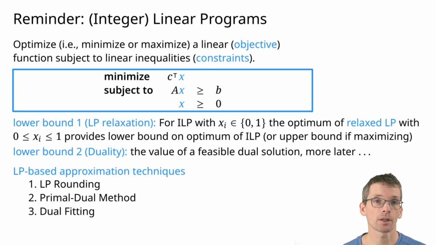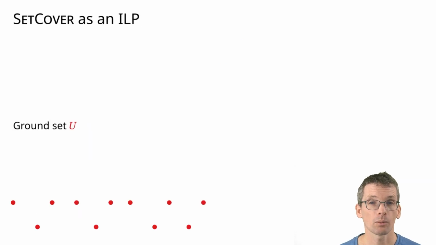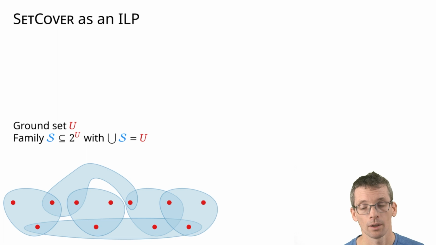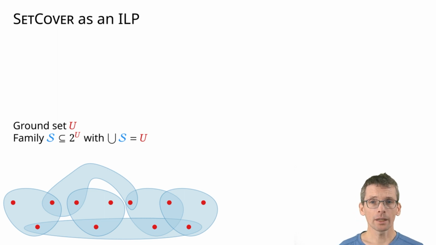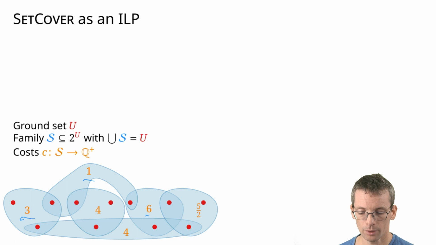Starting with LP rounding and by the example of set cover. So let's take a look at set cover, and we want to model the problem of set cover as an integer linear program. So set cover, we have a ground set U, so these are elements, and we have a family of subsets on this ground set. So these are now shown here as blue, and each of these subsets comes with a cost. And these are now these numbers 3, 1, and so on.